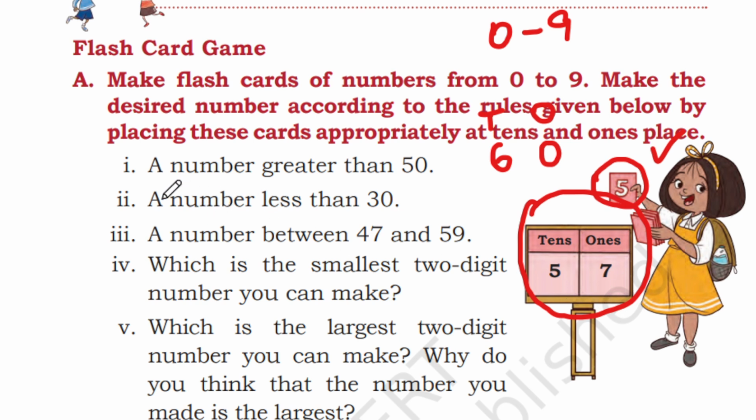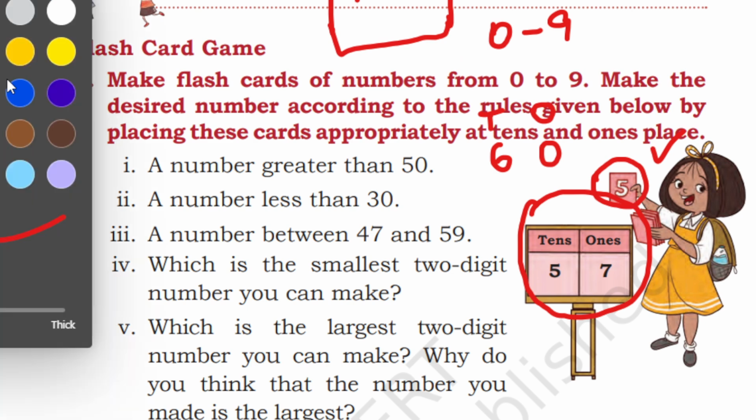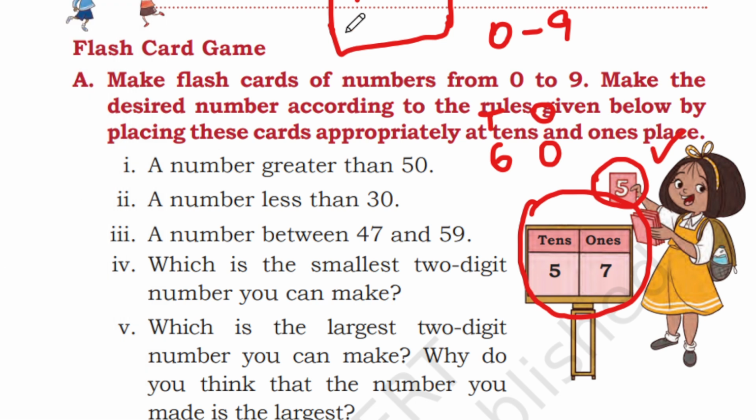Okay, so the next one, a number less than 30, sorry. Which number is less than 30? You can even write 29 here. So let's draw a name board. I'm drawing here. So this one is tens and this one is ones. So let me change the color to blue. So let's see the first one. A number less than 30. So we can write 29. So we have tens and ones. Okay. So the next one.